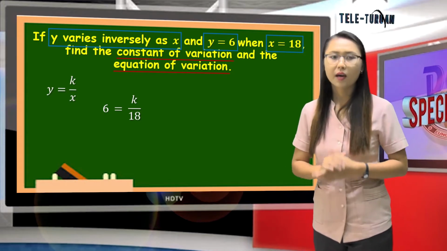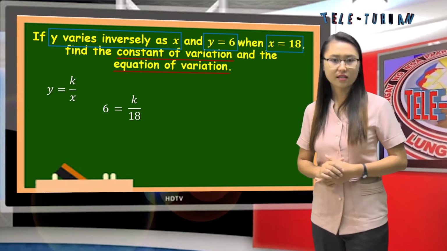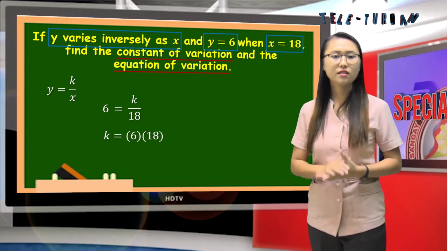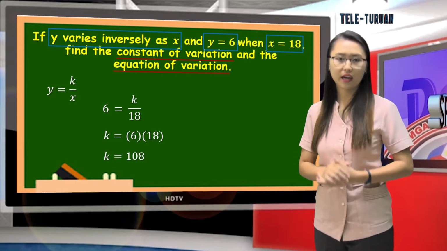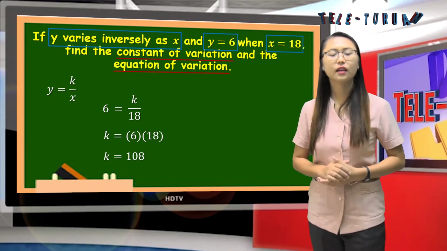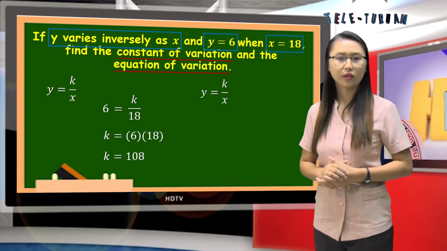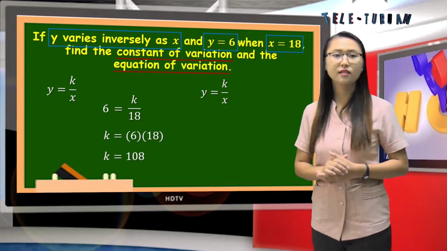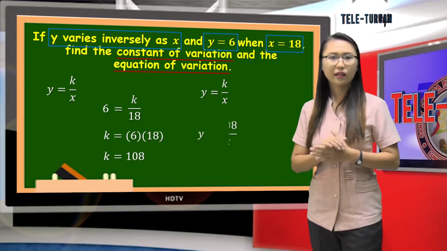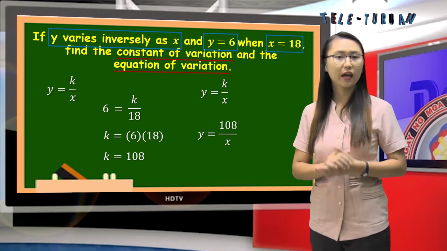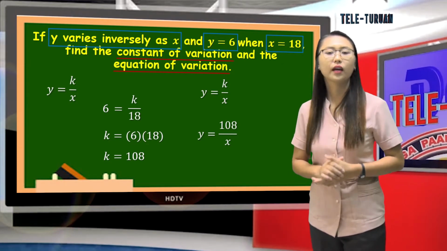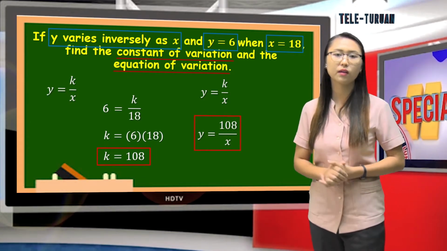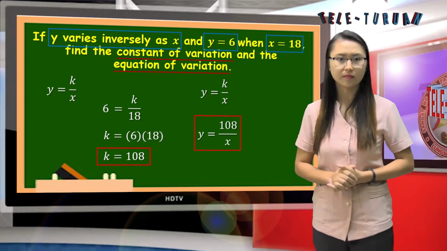Let us simplify. By using the cross multiplication process, we have k is equal to 6 multiplied by 18. The constant of variation is 108. Next, let us solve for the equation of variation. All we have to do is substitute the value of k into the equation y is equal to k over x. We now have y is equal to 108 over x. The constant of variation is 108 and the equation of variation is y is equal to 108 over x.